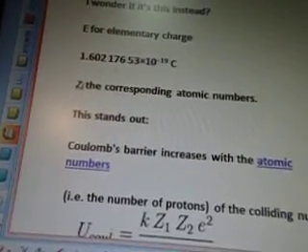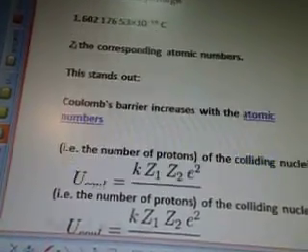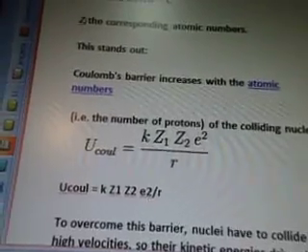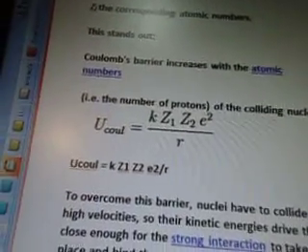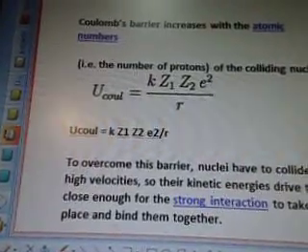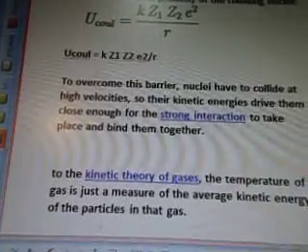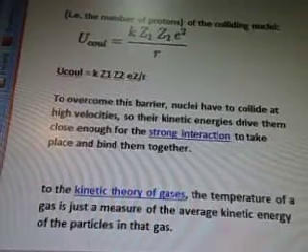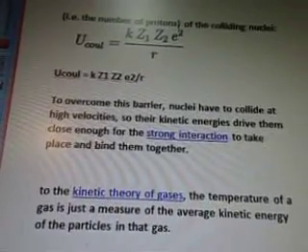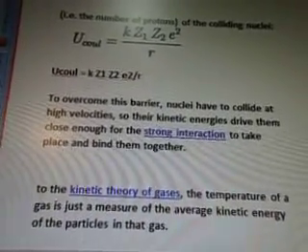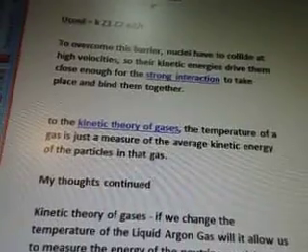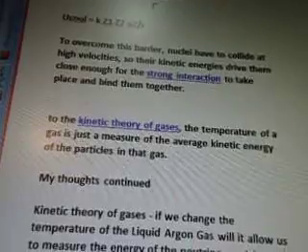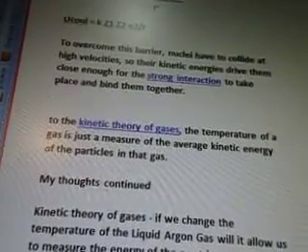This stands out. Coulomb's barrier increases with the atomic numbers, i.e. the number of protons of the colliding nuclei, which is that there. To overcome this barrier, nuclei have to collide at high velocities so their kinetic energies drive them close enough for the strong interactions to take place and bind them together. According to the kinetic theory of gases, the temperature of a gas is just a measure of the average kinetic energy of the particles in that gas.